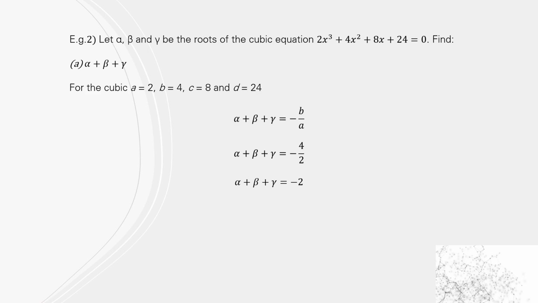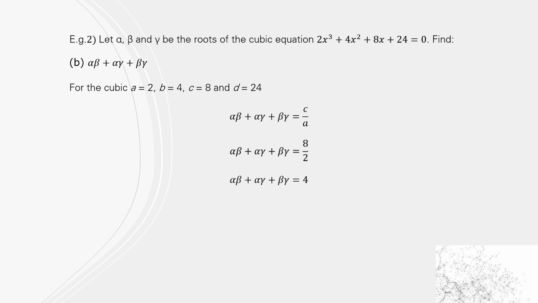So for this, I mentioned before what a, b, c, and d equal. Alpha plus beta plus gamma is minus the b value over a. Since b is 4 and a is 2, you get minus 4 on 2, or minus 2. The sum of them 2 at a time is c on a. So that's 8 on 2, which is 4.